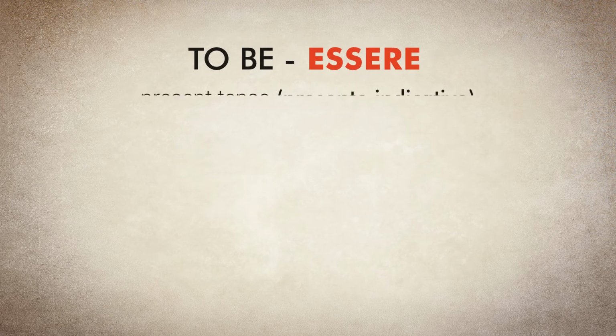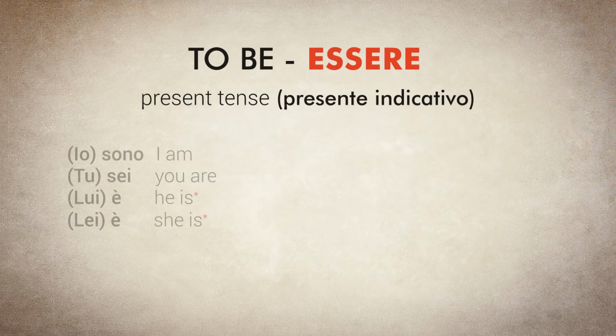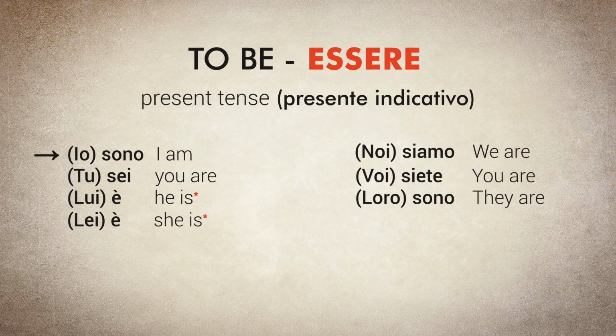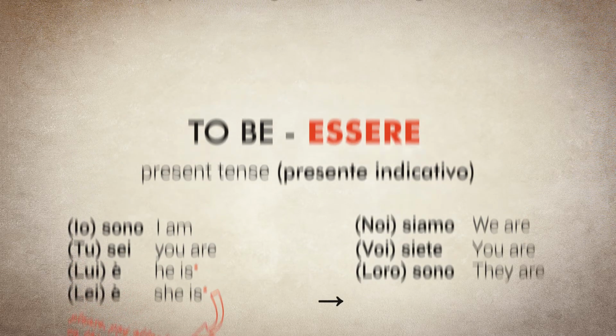The present tense of the verb to be is io sono, I am. Tu sei, you are. Lui è, he is. Lei è, she is. Please pay attention on the accent. Lui è, lei è. Then in the plural we have noi siamo, we are. Voi siete, you are. And loro sono, they are.